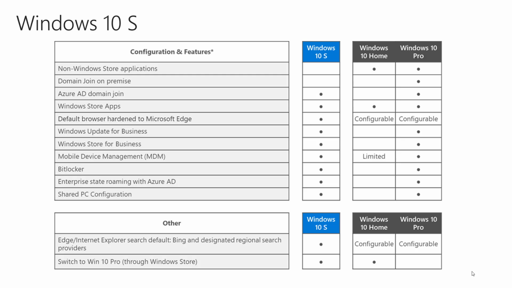Now, when we get to the final couple of items here, in the other category, Edge and Internet Explorer search defaults, Bing with designated regional search providers, well, Win10s is pretty much locked in, whereas with Win10 Home and Win10 Pro, as you already know, these are configurable. And as I mentioned, with Win10s you can do an in-place upgrade to Win10 Pro pretty easily.